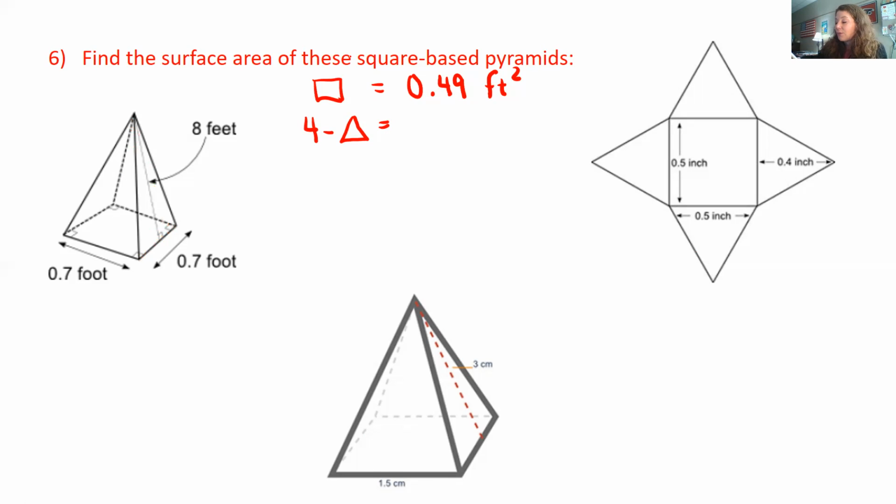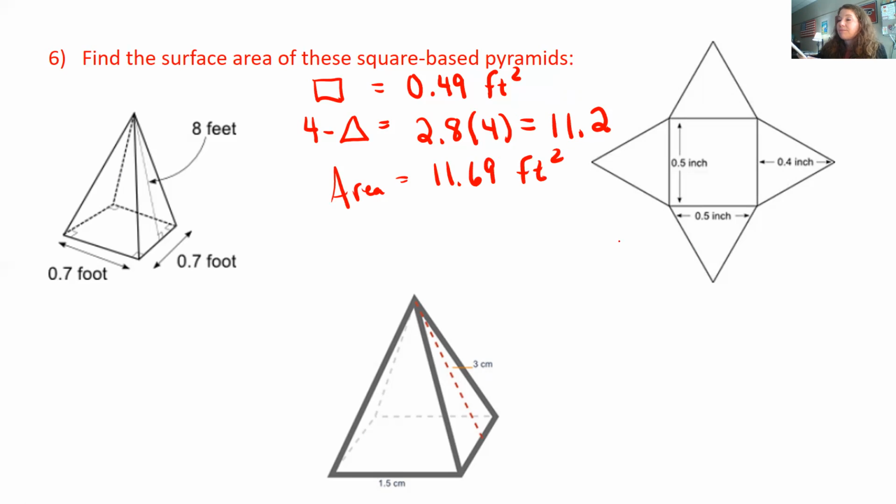And then it's a triangle. So what are we going to do with it? We're going to half it. So each is 2.8, but then we have to multiply it by 4 because there's 4 of them. So for all 4 of them together is 11.2. And then finally, we're going to add the area of this base plus 11.2. So 11.2 plus 0.49. So the surface area is 11.69 feet squared. All right, did you guys get the same?